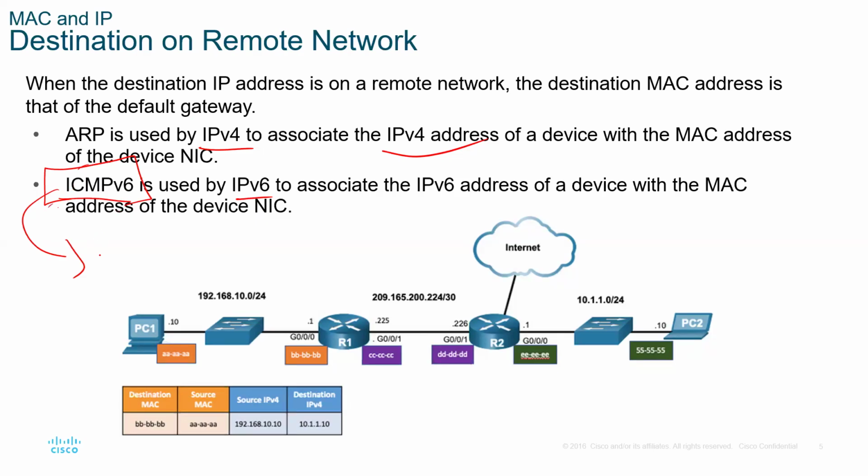With this one, like I'm saying, we have NS and NA. With this one, we have ARP. And the whole process of exchange of these messages, that is what we call neighbor discovery. So neighbor discovery is based on ICMP version 6.